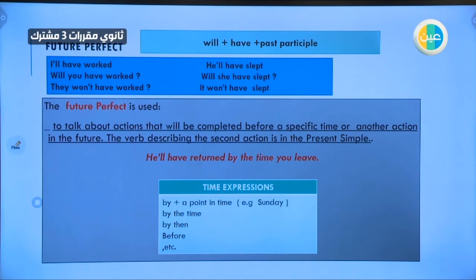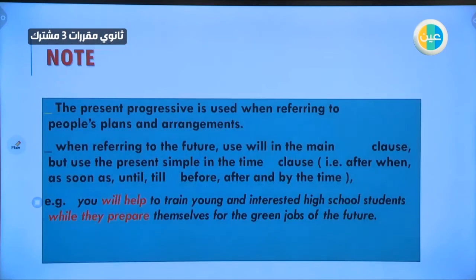For example, the verb describing the second action is in the present simple. Here is an example: he will have returned. When? By the time you leave, before the time you leave. Usually I use this tense with special words like by. By, and I mention the time, 6 o'clock, by the time, by then, or before Sunday, or by Sunday. So to mention the time, okay?